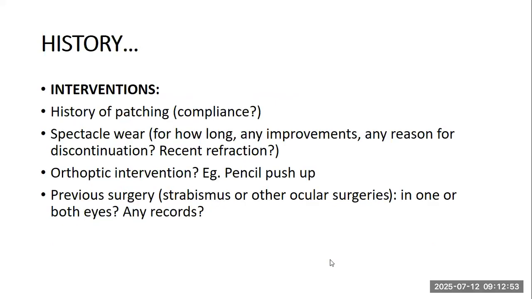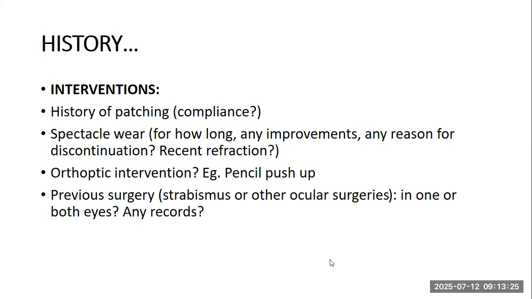Then, has the child had any form of intervention? Has he had any form of patching? A lot of children do not cooperate with patching because some of these children are syndromic and they usually do not comply, so they can yank off the patch. So you want to find out from the mother, has he had any form of patching? Was there compliance? Was there any improvement following patching? Or did you have to change from patching to actually using things like atropine to fog the eye? You want to know all of that.